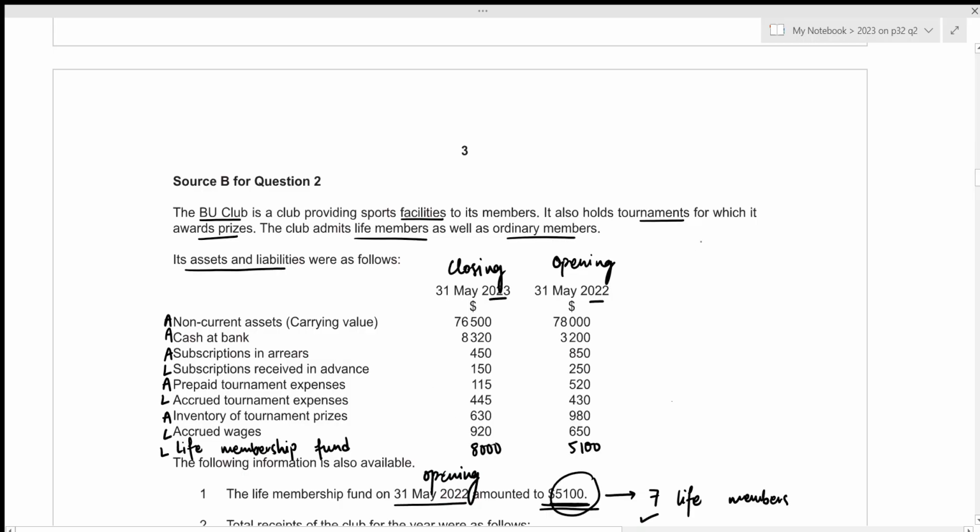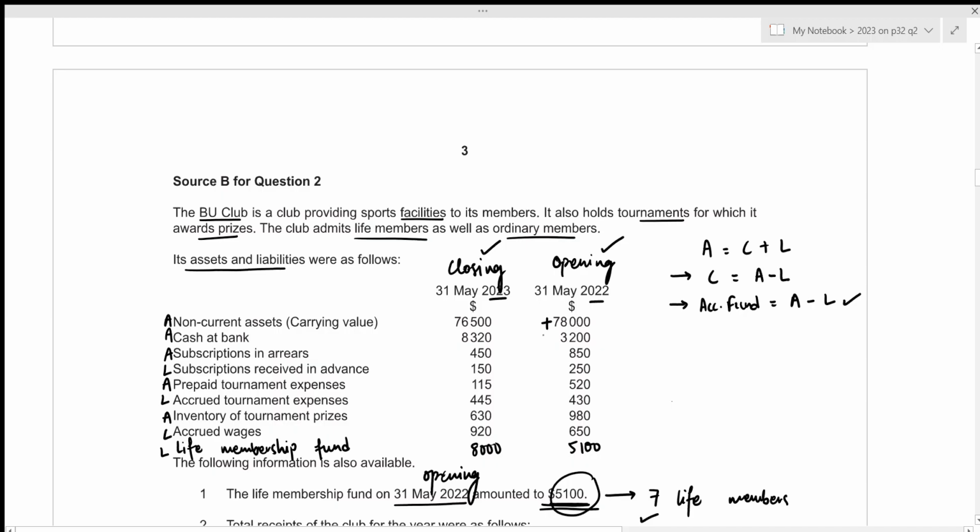Now remember our accounting equation: assets will be equal to capital plus liabilities, right? Which means that capital is just going to be assets minus liabilities. And in this case, since we're talking about a club, capital is just going to be the accumulated fund. We need to figure out the accumulated fund at the opening date as well as the closing date. So we just need to subtract all of the liabilities from the given assets. Let's calculate it for our opening date.